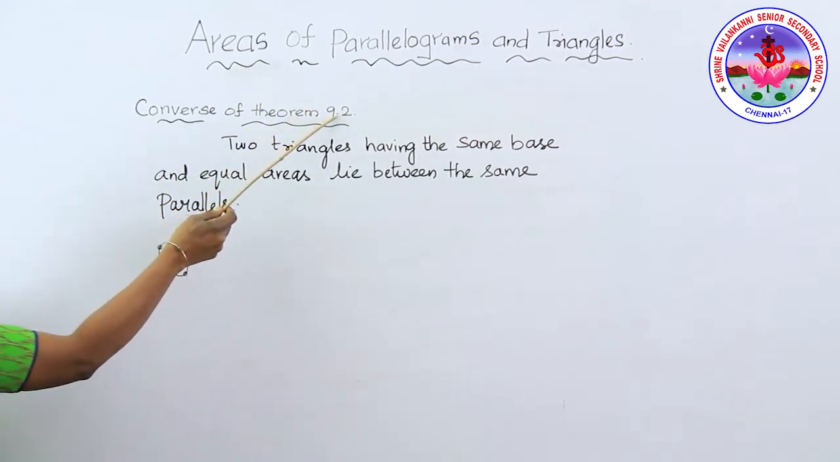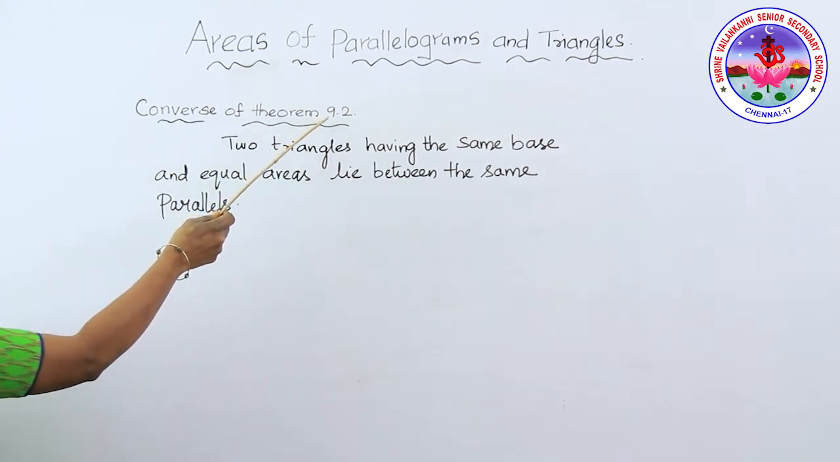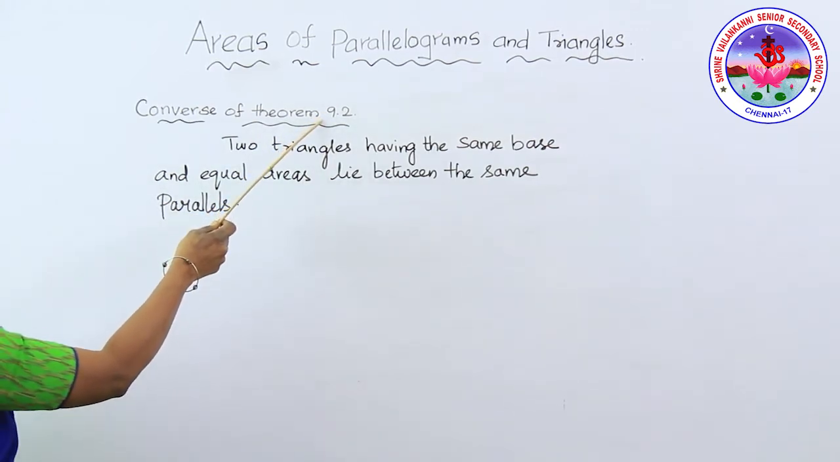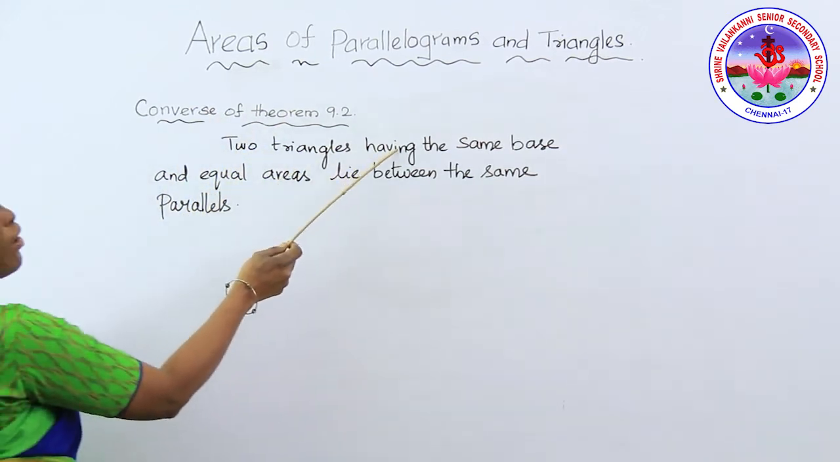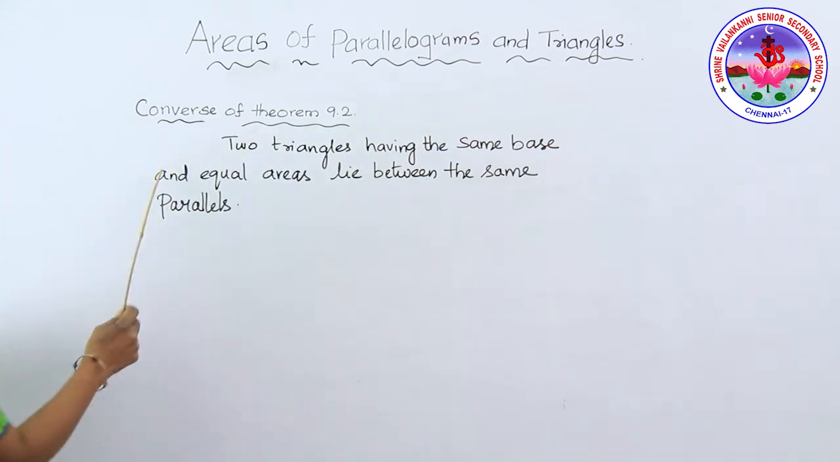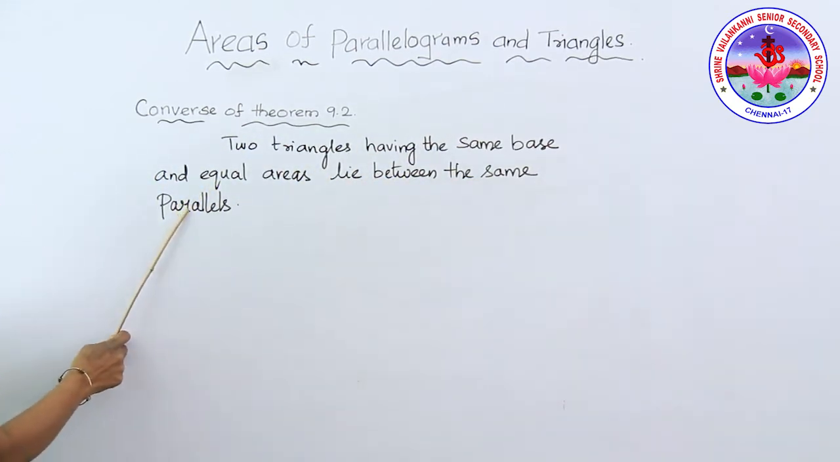In theorem 9.2, we have seen that two triangles on the same base and lying between the parallels are equal in their area. But the converse of this will be: two triangles on the same base and having equal areas should lie between the two parallels.